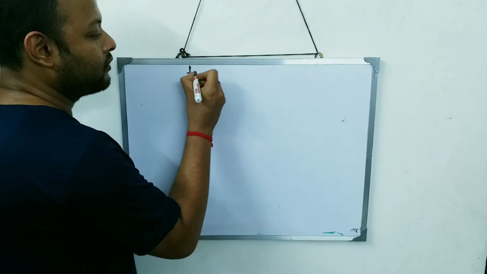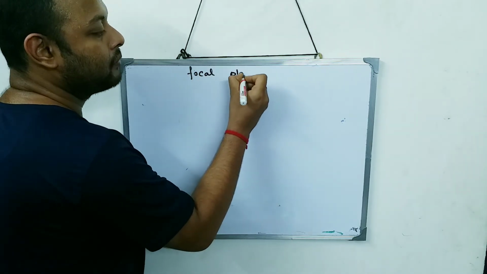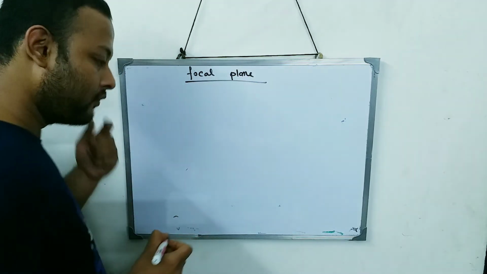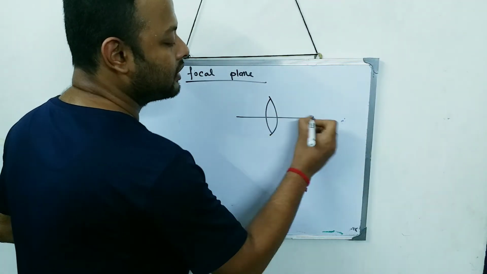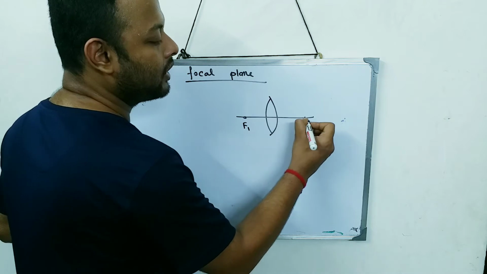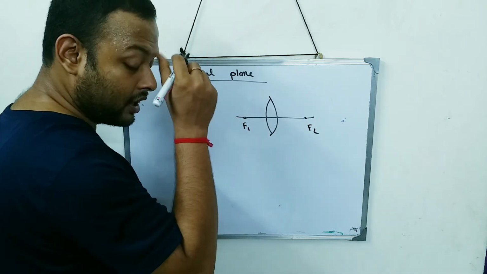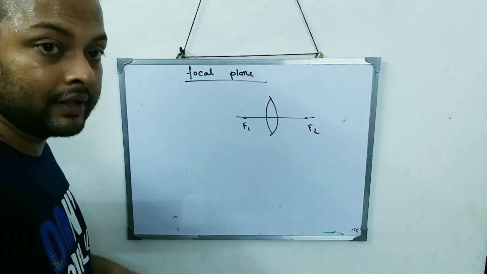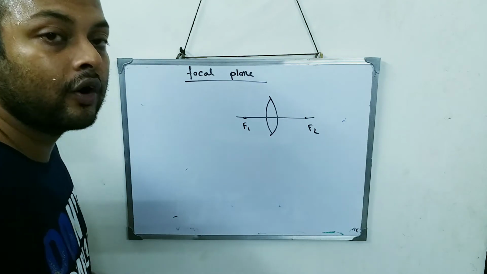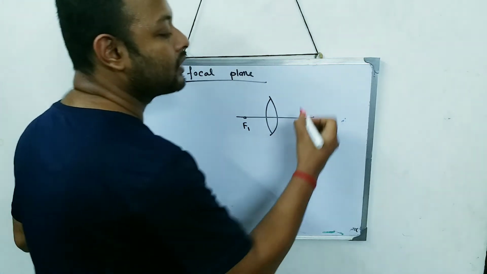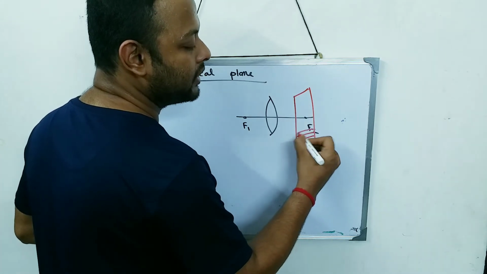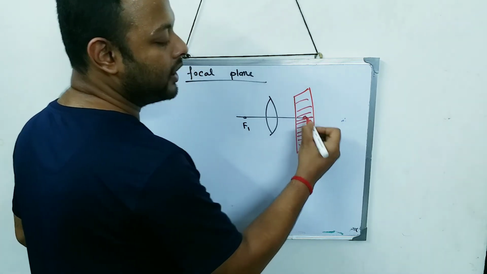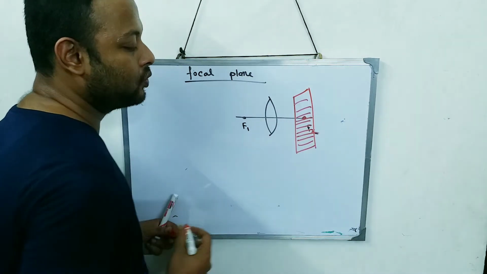So next part is focal plane. What is focal plane? Consider this as my convex lens. This is F1 and this is F2. So a focal plane is a plane that lies or passes through the focus. So if I talk about this focal plane, you can see this plane passes through F2.